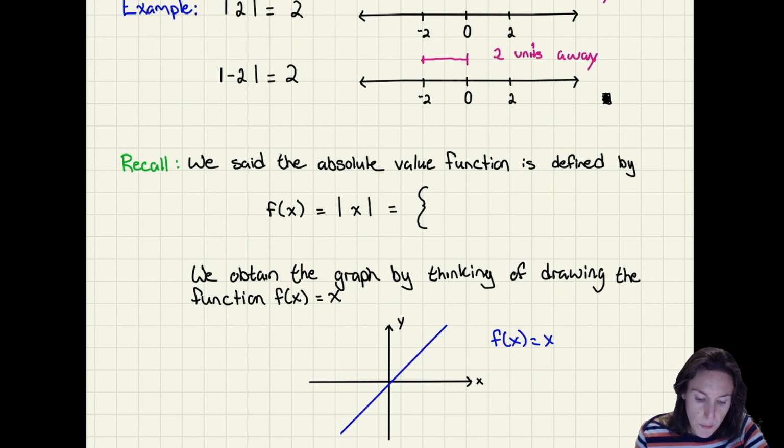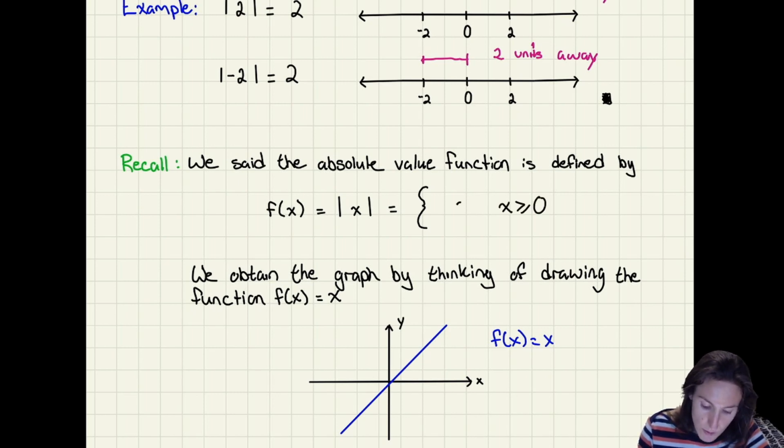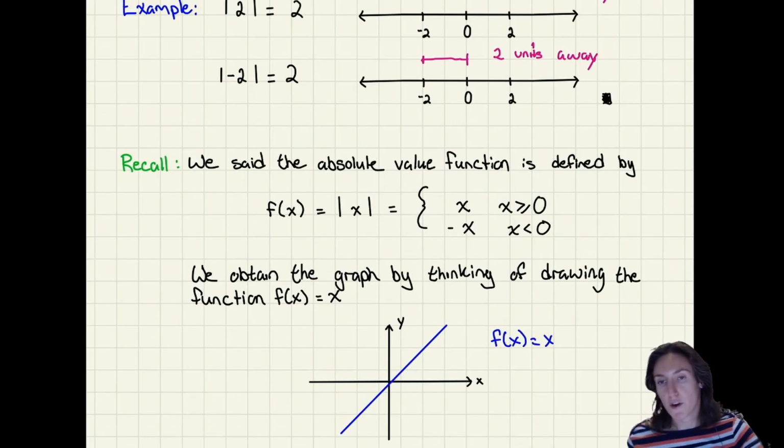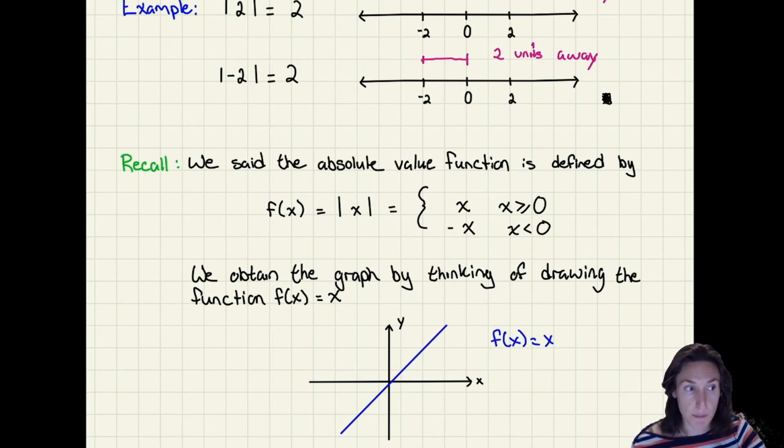In the last video, when we were talking about the absolute value function, the absolute value of x, remember we said that if x was greater or equal to 0, we had x, and if x was less than 0, we had negative x. We had a positive part and a negative part. I'm going to go through with you how we obtained that picture that we drew. So we know that f of x is equal to x. It's just some straight line like this.